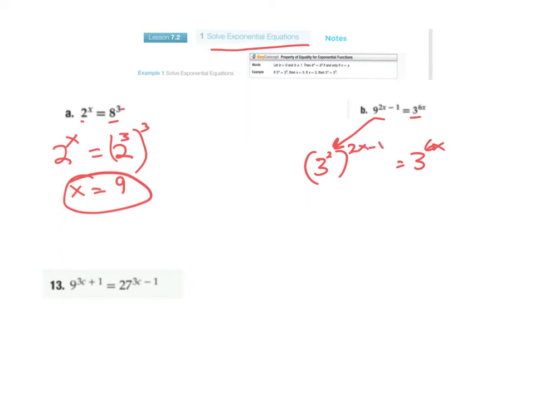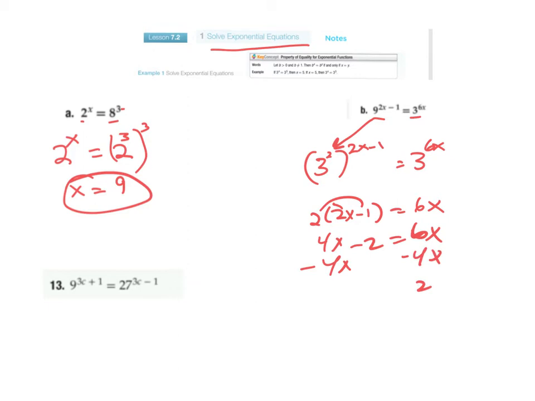Well, if I take away the base and just do the problem, 2 parentheses 2x minus 1 equals 6x, I can now solve this problem to find out for x. So I'll distribute 4x minus 2 equals 6x. If I minus the 4x to both sides, I get 2x equals negative 2, and divide by 2, I get x equals a negative 1. So I've solved the exponential equation by getting the same base.